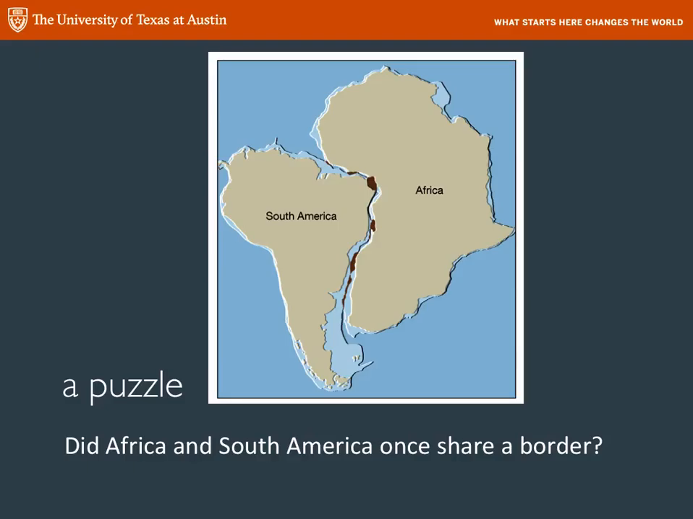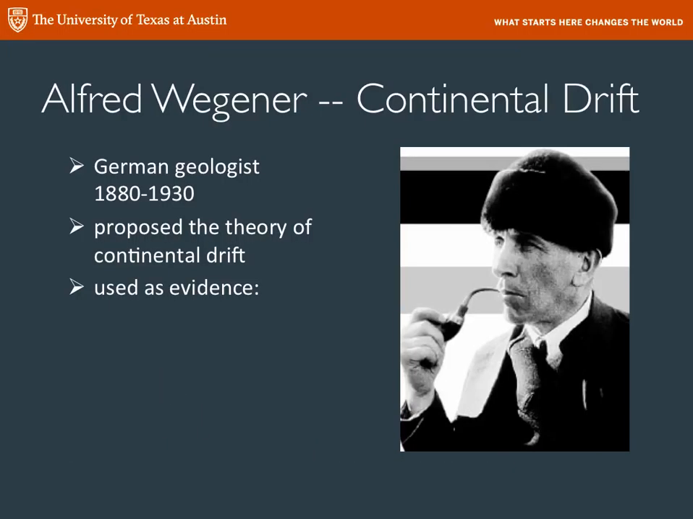Many people for many years had wondered, did Africa and South America once share a border? The shape, the puzzle fit, just looked too intriguing to ignore. A guy named Alfred Wegener first proposed an idea called continental drift. He was a German geologist, lived from 1880 to 1930, and he looked at that and decided that perhaps he would look for evidence that maybe they were once connected.